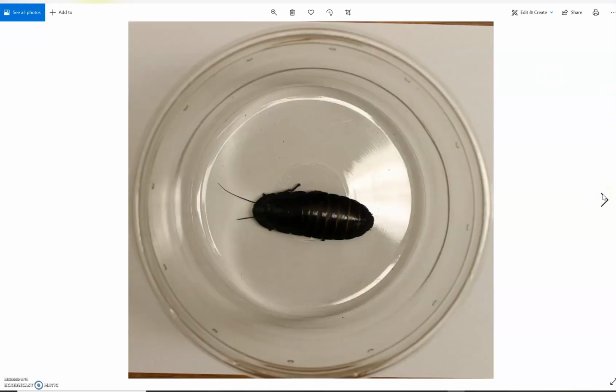The second animal was a cockroach. So this is a very large cockroach. Notice it was very close in size to the scorpion. This happens to be a large species of cockroach that lives somewhere else, not here in El Paso.